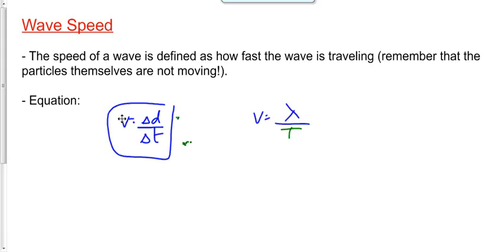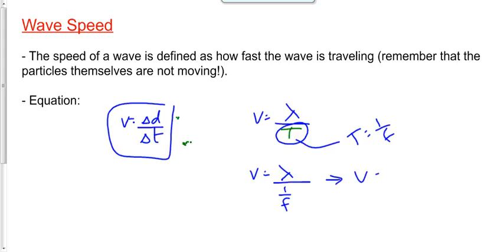Now the way you usually see it written though is a little bit different than this. Usually we end up substituting T is equal to 1 over f in there. It becomes v is equal to lambda over 1 over f, which becomes v is equal to f times lambda. If you look on your data sheet under simple harmonic motion of waves, you'll see that equation v is equal to f times lambda. It really is just this equation tailored to waves, but because it's so commonly used, we're going to write it down as a separate equation.